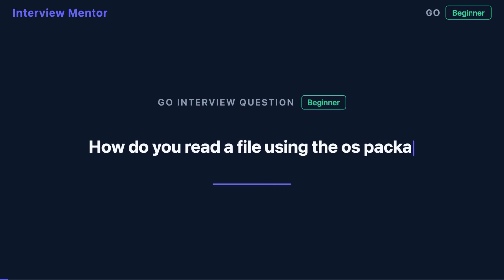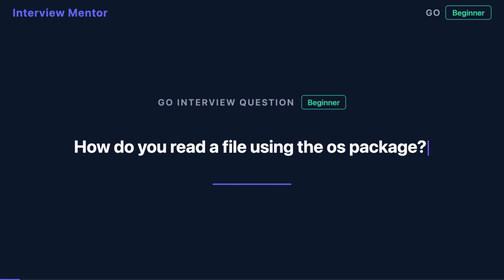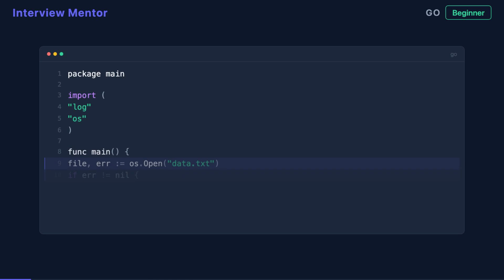Every Go beginner trips on this, forgetting to close a file after reading it. To read a file in Go, you start with os.Open. Pass it the file path as a string, and it returns two values, a *os.File, your file handle for all future operations, and an error. That error check is critical. If the path is wrong or permissions are missing, you will find out immediately before touching any data.